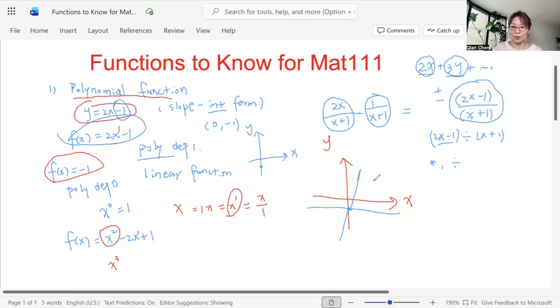Well, degree 2 could be an upward parabola or downward parabola. Right? Maybe some of you already know quadratic functions, right? We call it a parabola, upward parabola, downward parabola. Right? Then degree 2, that's degree 2.